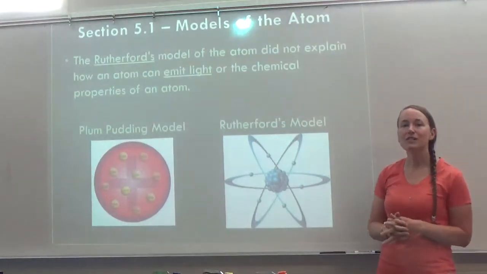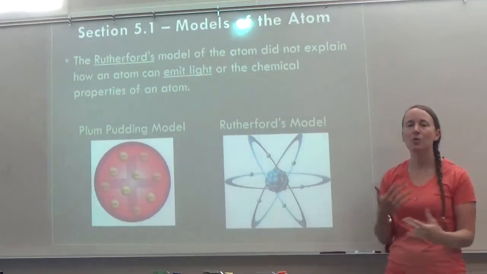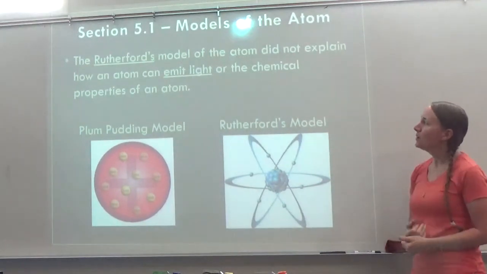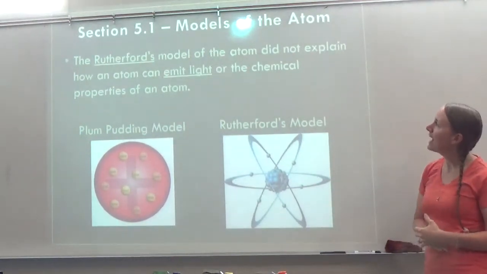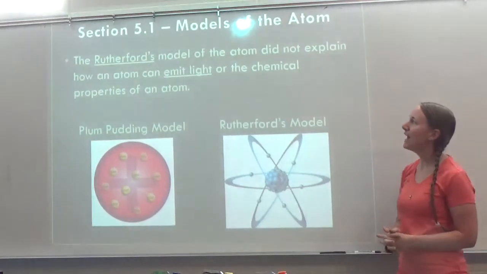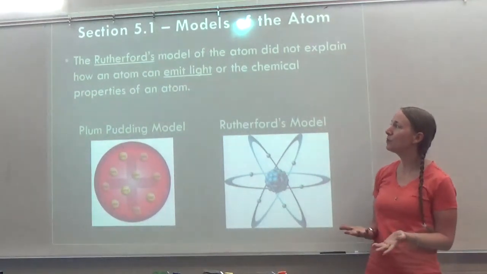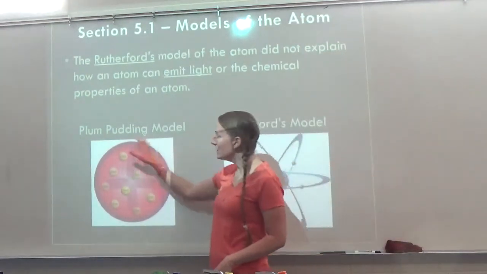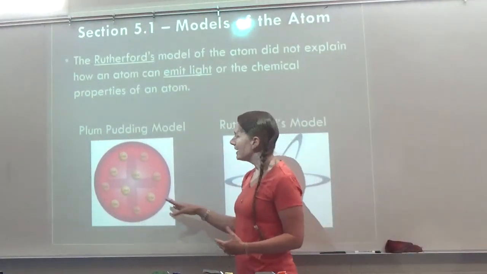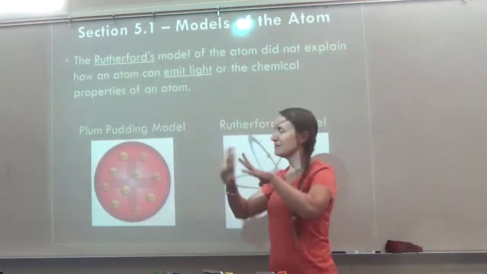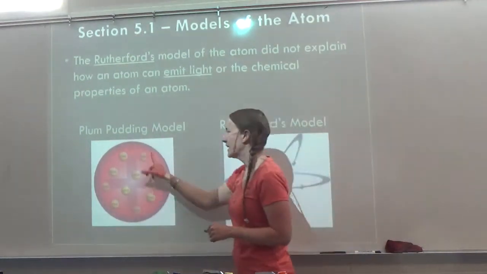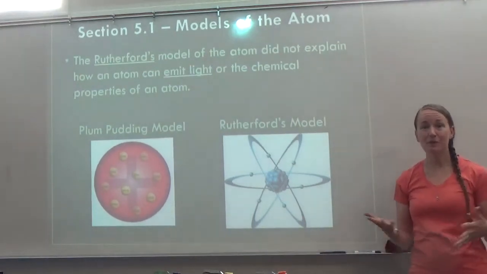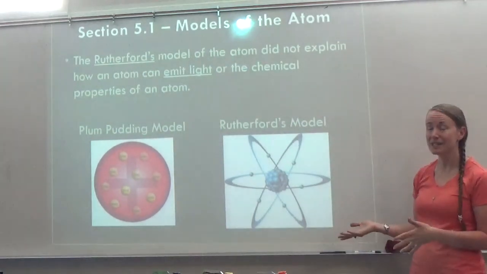From chapter 4, we started talking about the history of how we discovered what atoms look like when we can't actually see them. So Rutherford's model of the atom did not explain how an atom can emit light or the chemical properties of an atom. If you remember back in chapter 4, we discussed the plum pudding model, where they thought that you had this big positive force-filled area with electrons thrown throughout. And then, of course, Rutherford did his experiment with the gold foil and determined that was not accurate.